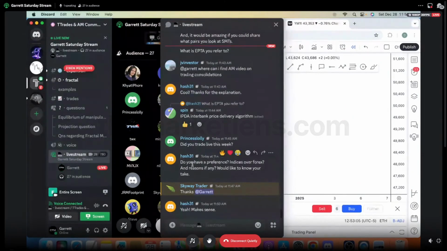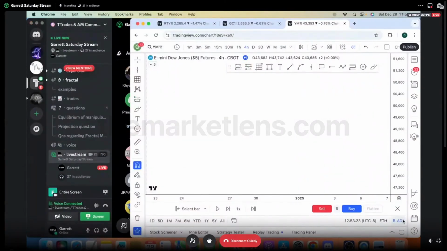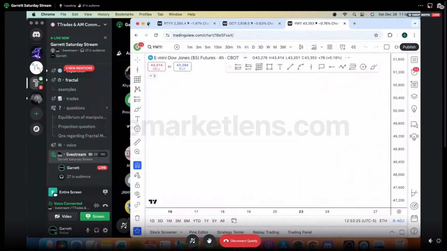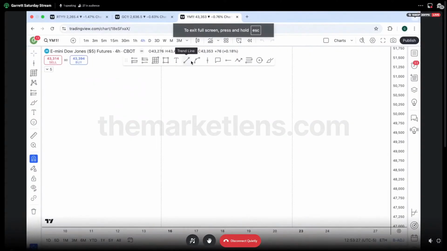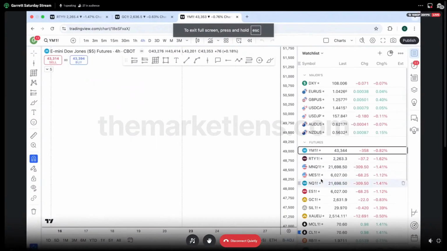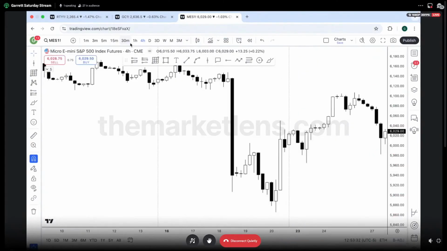Do you have a preference? Oh yeah, definitely. I trade futures, so I don't trade forex. But I definitely prefer indices. So my top three would be indices, gold, and oil. They're just the most volatile during New York. So if I show you one of the trades I took on ES, like absolutely clean as hell. Look here.